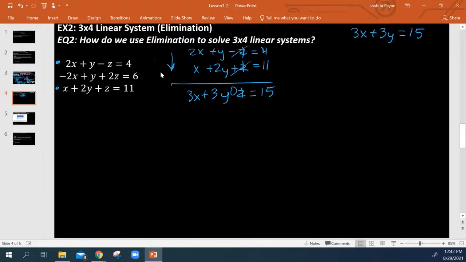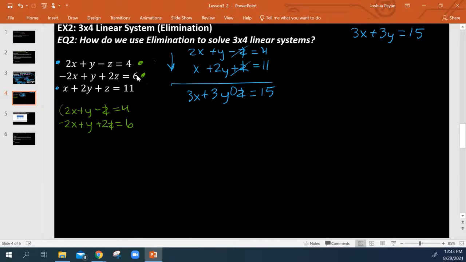Anyway, so we eliminated z from here. Yes? So we want to eliminate z again. Okay, so we're gonna use these two because why not? It's a combination of two different ones than we used the first time. So we're gonna eliminate z also. And to do that, I've got 2x plus y minus z equals 4, and negative 2x plus y plus 2z equals 6. Let me make sure I copied that right.